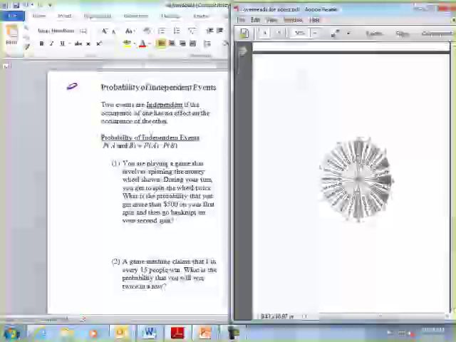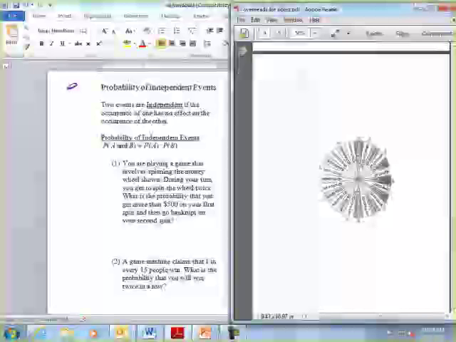So in our first example, it talks about spinning a wheel 2 times for a particular game. The wheel does not care what you got on the first spin. When you spin again, you could still get anything. You could get that same thing again, or you could get anything else as well. So this is an independent probability problem. The first answer or outcome will not affect the second outcome.